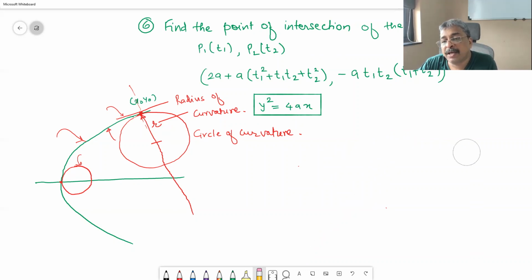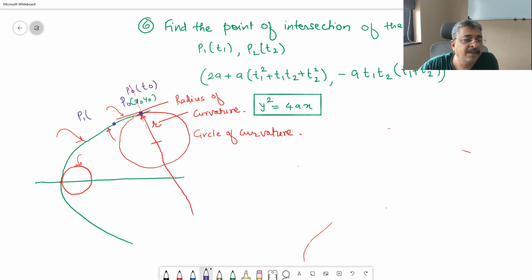It is a very simple idea, again a limiting idea. If you want to find the radius of curvature at this point, you take a point nearby. Say this is P naught, with parameter T naught. You take any other parameter, P1 with T1, in the neighborhood of that point, then draw normals. This is the normal at P naught. This is the normal at T1.